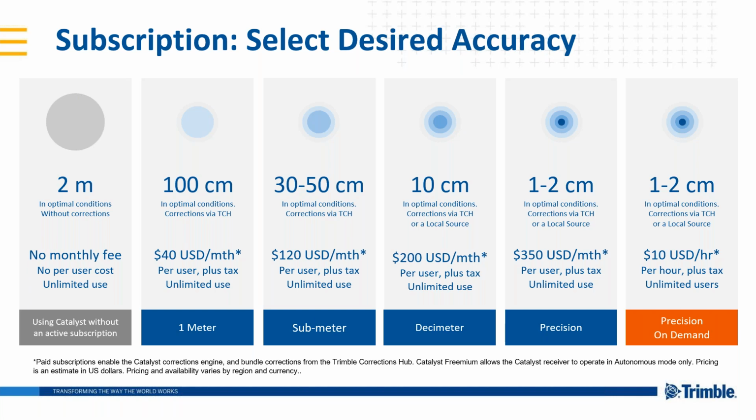If you buy the antenna and activate a subscription, then there are 4 different accuracy levels for the monthly subscriptions, starting at the 1 meter level. The next is what we call sub-meter, which is typically about 30 to 50 centimeters. The next level is decimeter, which means about 10 centimeters. And then we have the most accurate option, which is what we call precision, and that will give you an accuracy that falls in that 1 to 2 centimeter range.